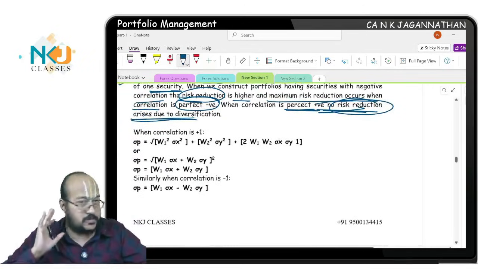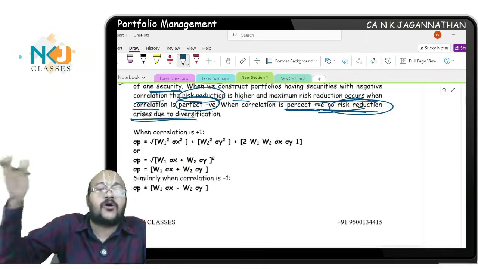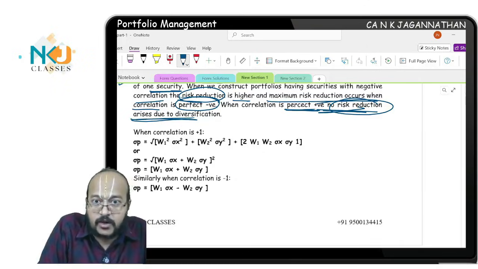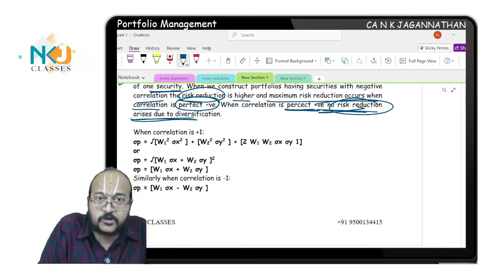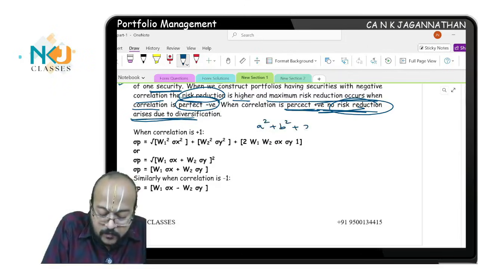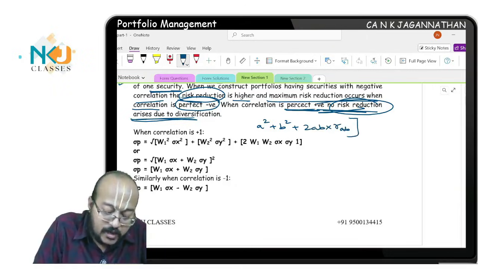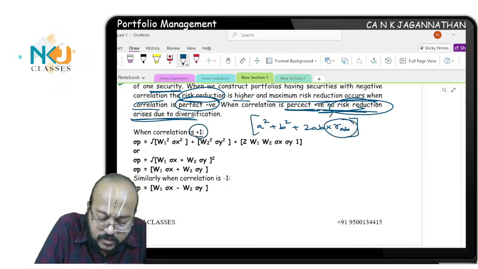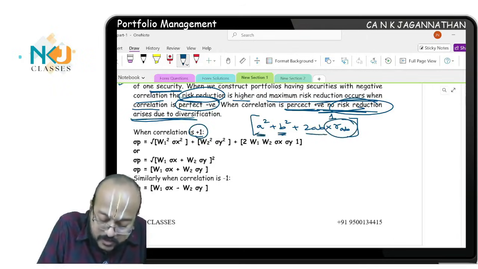Now, the important observation. In the previous, we have two extremes. When the correlation is +1 or -1, the formula will simply get simplified. Very simple. A square plus B square plus 2AB we learned. Apart from that, there was the correlation of A and B, in our earlier risk of the portfolio formula as per the Markowitz theory. Now what happens? When the correlation is +1, this will become A square plus B square plus 2AB only.